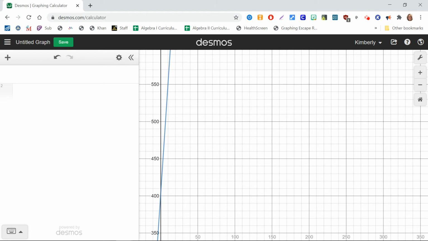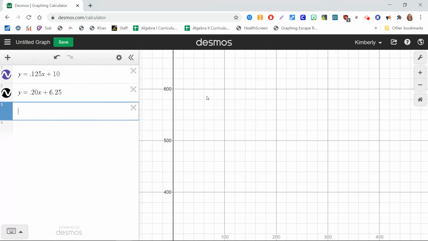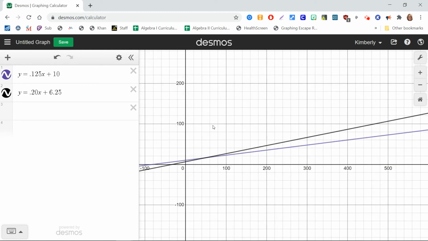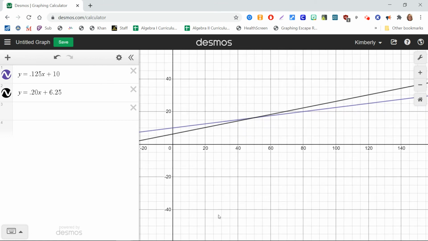And I'm going to type in my two equations. Y equals my 12.5 cents per click plus the $10. And then my second equation, y equals 20 cents per click plus $6.25. Okay, now you can see we're going to have to adjust our thing here. So option 1 is going to be that purple line, and option 2 is the black line.